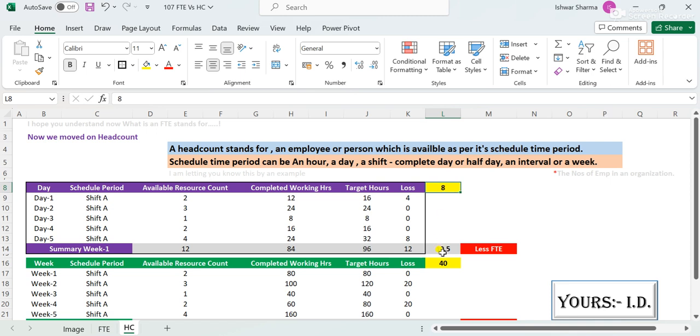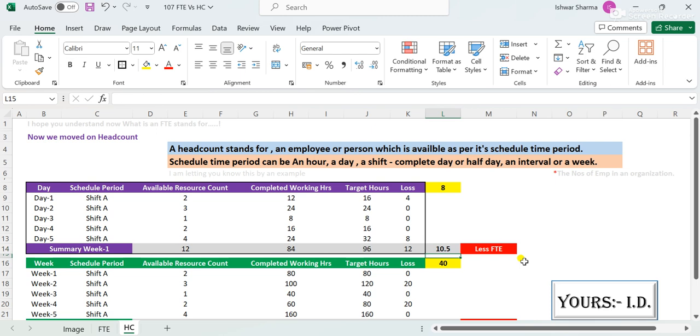Now you will see the FT number is 10.5. It means that 10 and a half FT has been completed for the week, while the headcount was 12. I think you will understand now. 12 headcount was there, and FT completed was 10.5 only. So now you will find the difference between headcount and FT. Headcount means the number of employees present for that day, and FT is the number of required login hours to be completed. That is FTR.